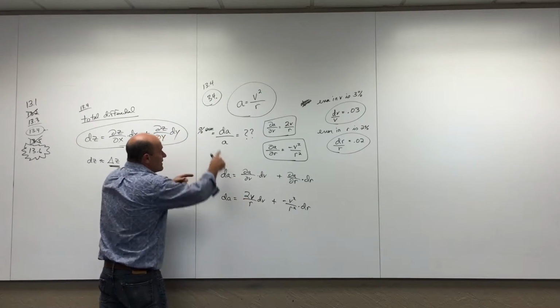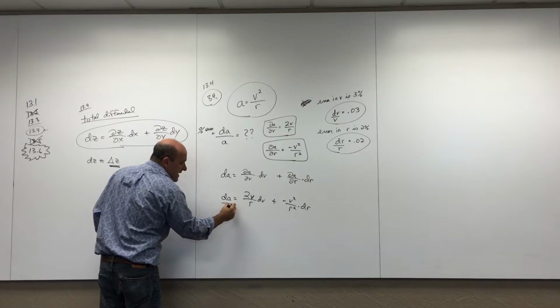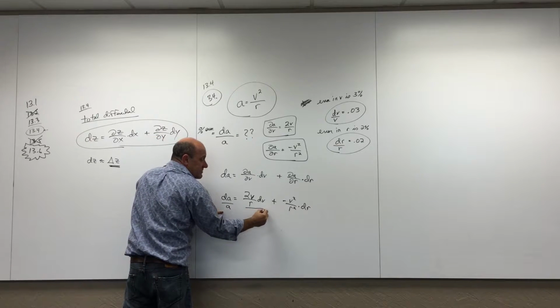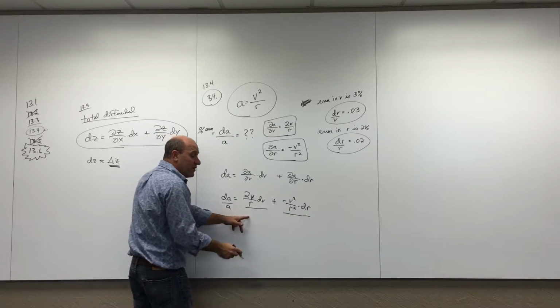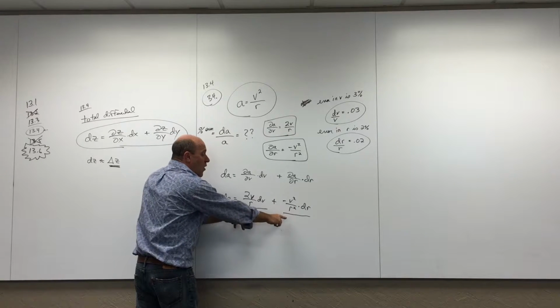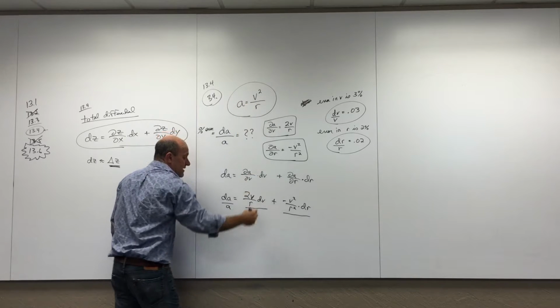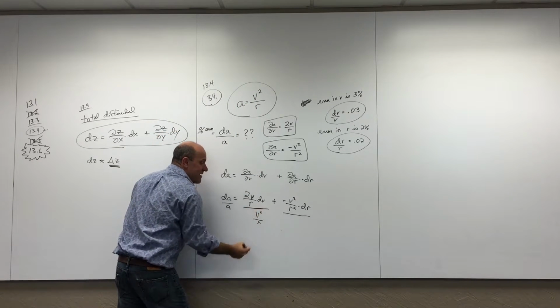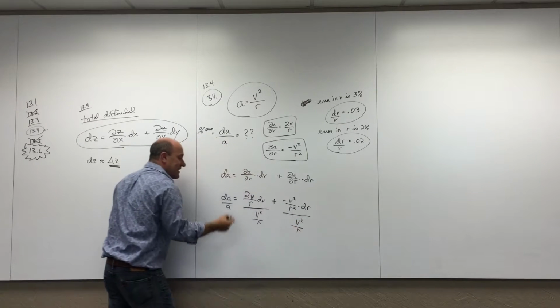Ultimately, they wanted dA over A. So if I divide this side by A, then I'll have dA over A. Well, that means I've got to divide this by A, and I've got to divide this by A. But I'm going to do it in the form of what is A? Hang on, what is A? There it is. It's V squared over R. So I divided this by A, I divided this by A, and I divided this by A.